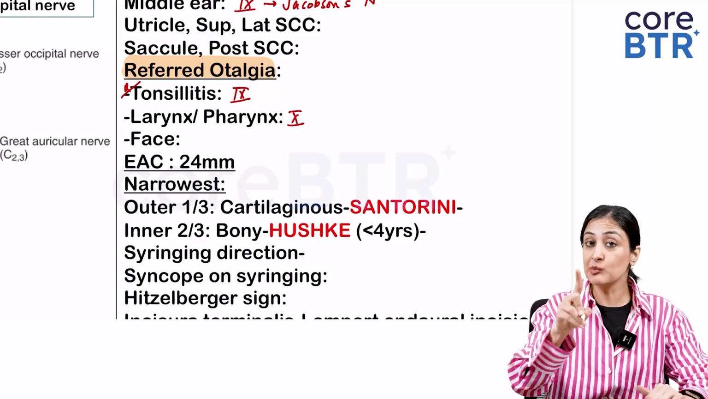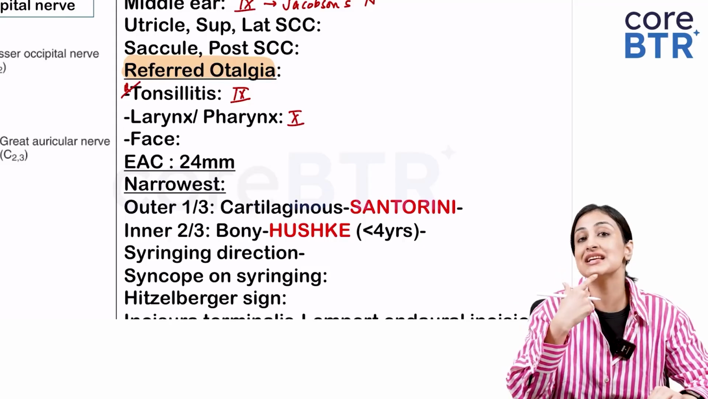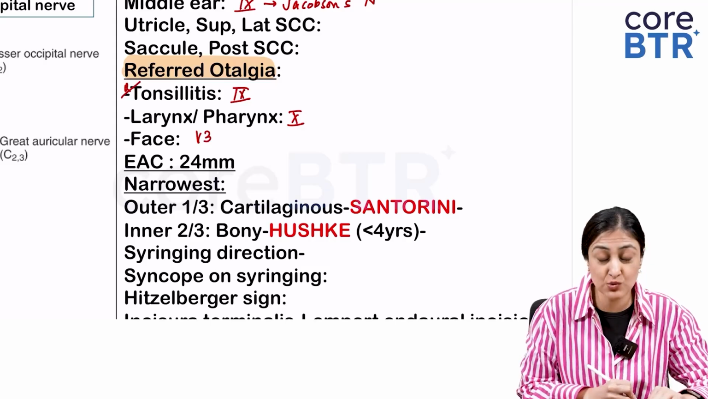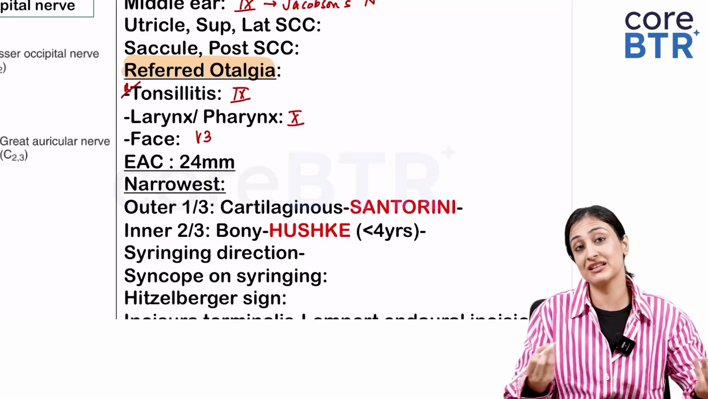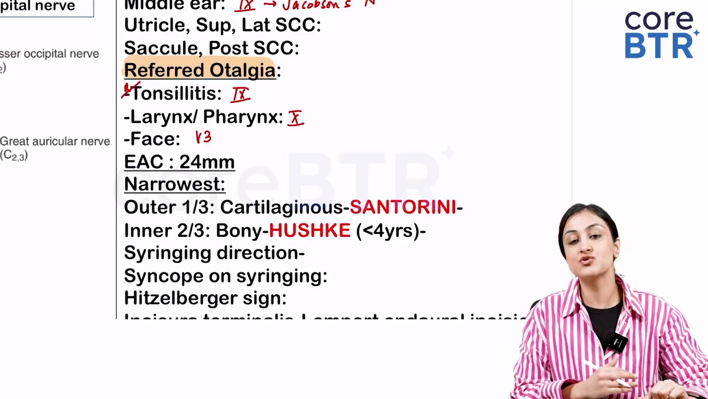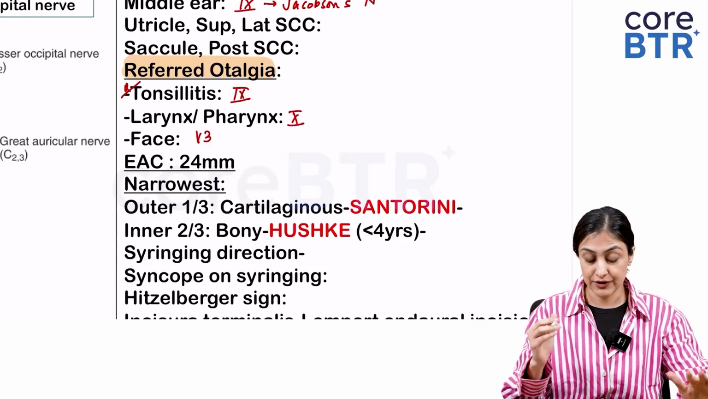And face, don't make the mistake of saying facial nerve, because facial nerve is motor to the face. What is sensory to the face which will refer has to be V3. So this is one place where students will make a mistake. They'll think of facial nerve, face. No, not that simple, right? Who is the sensory to the face? It's V3. So auriculotemporal will refer to the ear, right?